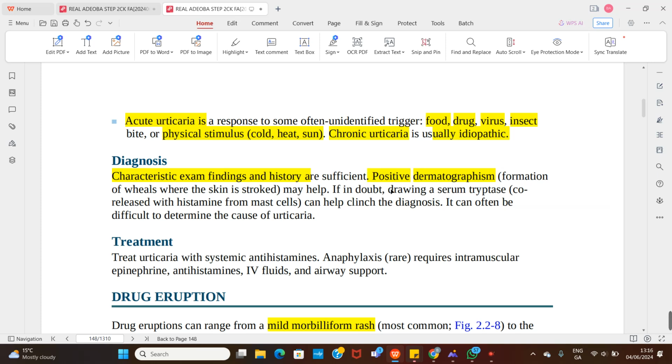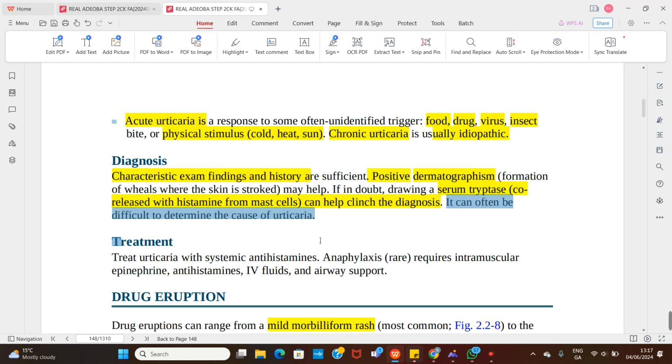If you are still in doubt, you can do some lab work, because part of the inflammatory mediators that are released from the mast cells and the basophils in type 1 hypersensitivity is tryptase, just like I mentioned in the last video that I watched. Histamine, prostaglandin, leukotriene, tryptase is one of them. So tryptase can be measured. You obtain a serum measurement of tryptase to confirm or clinch the diagnosis, right? In situations where it's very difficult for you to establish the diagnosis.